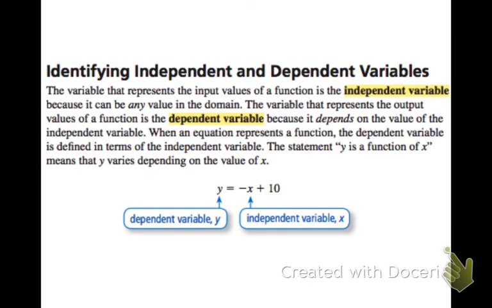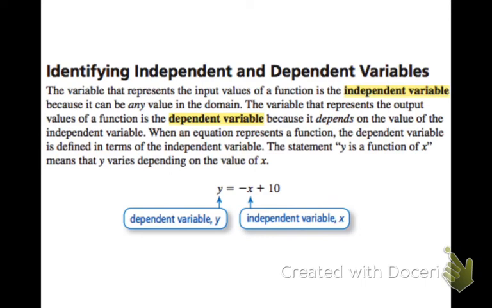So now we're going to begin to identify the independent and dependent variables. A lot of words here. I'm going to go ahead and read them for you. The variable that represents the input values of a function is the independent variable. It can be any value in the domain. The variable that represents the output value of a function is the dependent variable because it depends on the value that was input, or the independent variable. When an equation represents a function, the dependent variable is defined in terms of the independent. So the statement, y is a function of x, means that y varies depending on the value of x.